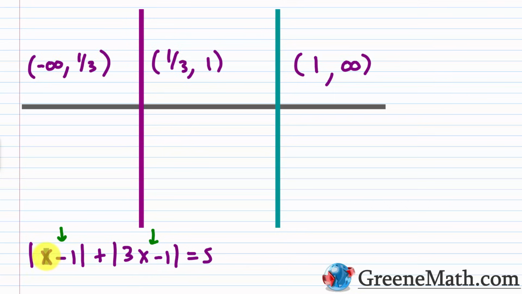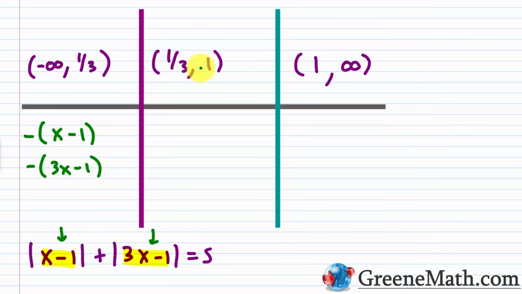So if it's less than 1/3, both of those would be negative. And so you would take each expression and make it into its negative, or its opposite. In other words, this would be the negative of the quantity x minus 1, and this would be the negative of the quantity 3x minus 1. We're going to be dropping the absolute value bars in each case and replacing them with these expressions we're setting up here.